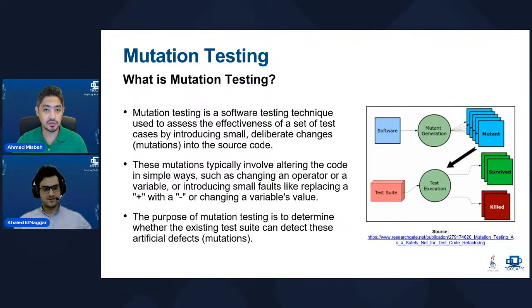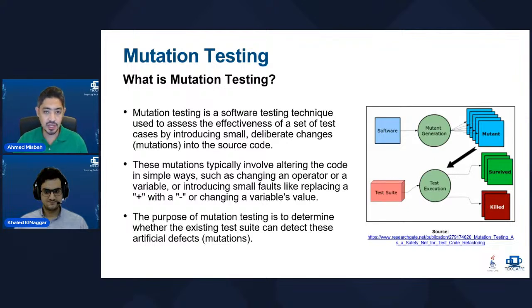Practice you can use to measure the quality of your tests is mutation testing or the mutation score. So what's mutation testing all about? It's a software design technique used to assess the effectiveness of a set of test cases by introducing small deliberate changes, which are also known as mutations, into the source code. So basically what that does is that some mutation testing library makes changes to your production code and runs the tests. Now, these mutations alter the code in simple ways, such as changing an operator or a variable, introducing small faults like replacing a plus with a minus, or changing variables, values, etc. And they run the tests, and they see if the tests are going to pass or fail.